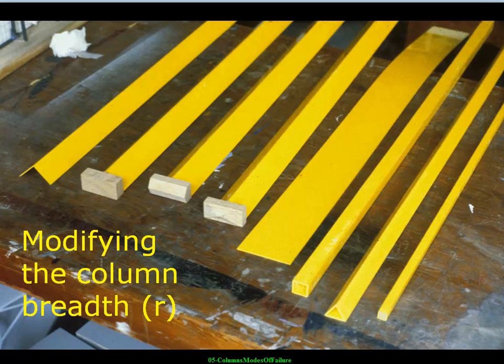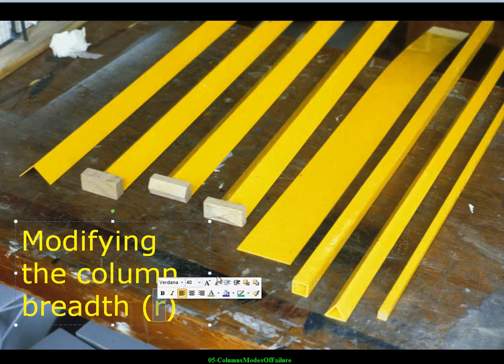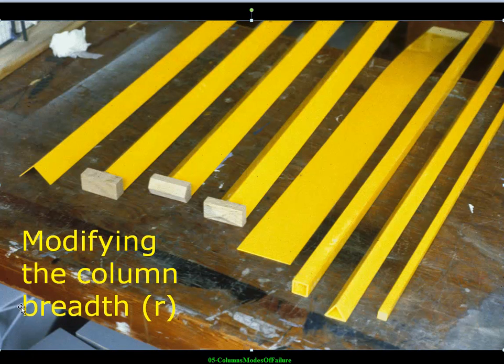Okay, so if we have a long column and we want to give it fat proportions, the way we do it is we increase its breadth. And we have a technical term we use for that. It's called the radius of gyration, which we represent with the letter R. But for our purposes, we're going to speak in terms of this sort of general concept of breadth.